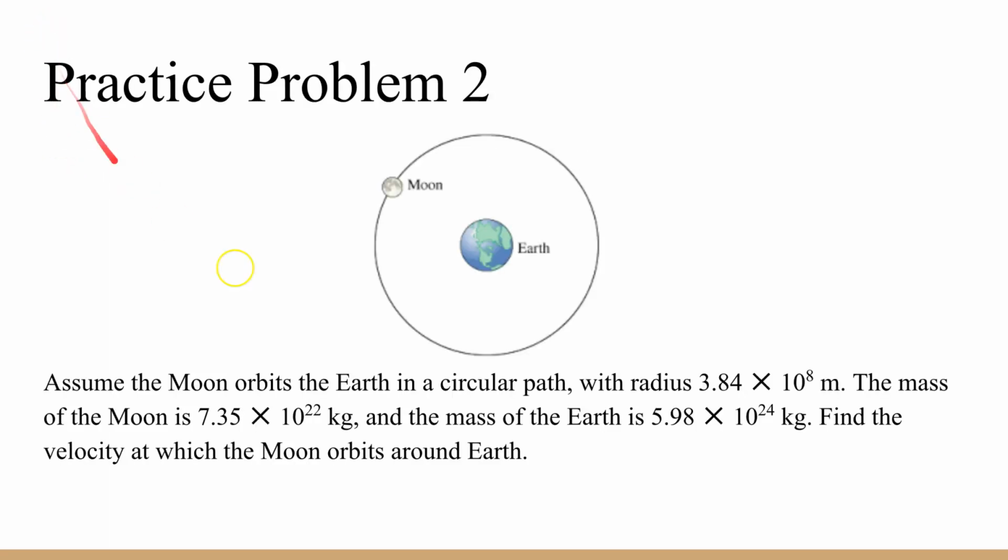So here's another little application of the law of universal gravitation. Let's say the moon orbits Earth in a circular path where the radius is 3.84 times 10 to the 8th meters. The mass of the moon is 7.35 times 10 to the 22nd kilograms. And the mass of the Earth is 5.98 times 10 to the 24th kilograms. Find the velocity at which the moon orbits around Earth. All right?